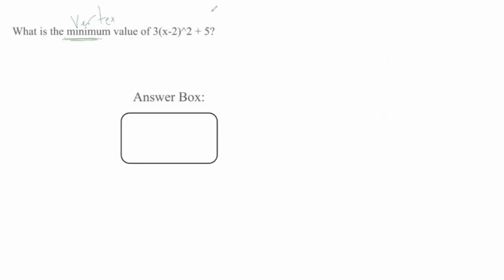All right, now this one's different, right? This is vertex form. So remember that vertex form is a times x minus h squared plus k. Remember that h, k is the x and y of your vertex. So that means our vertex is positive 2, right? Because it's minus h, so positive 2 and 5. That's our vertex.